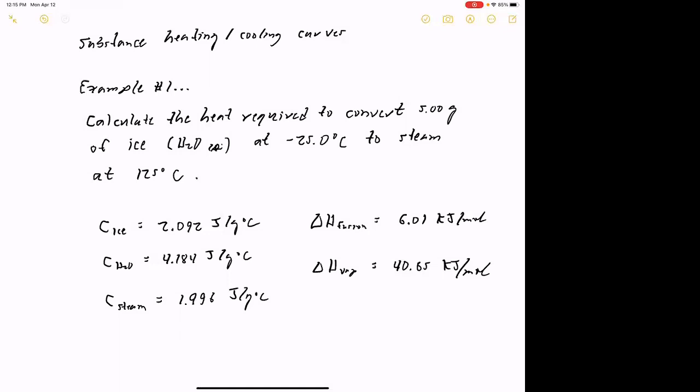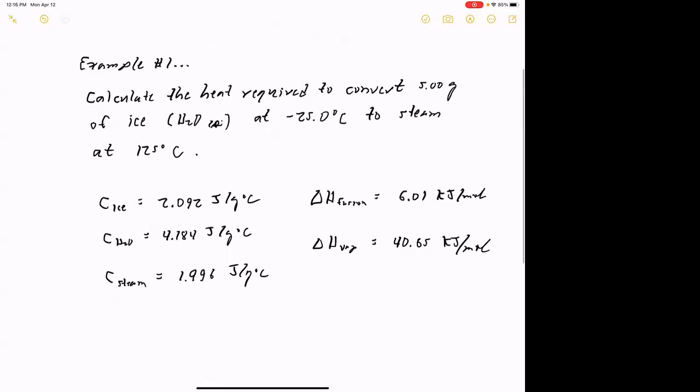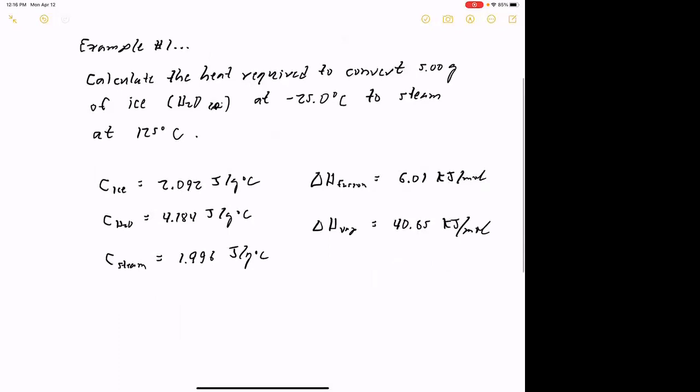Now I could talk about this going in the opposite direction as well. In that case, I'd be taking energy out, and all of those steps would therefore be exothermic. Okay? So let's see how we're going to go about doing this. We're going to look at it step by step. Our first step here is I need to get the ice to 0 degrees Celsius.